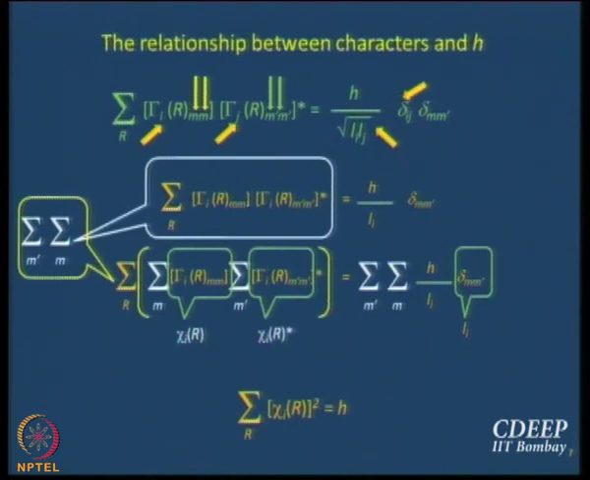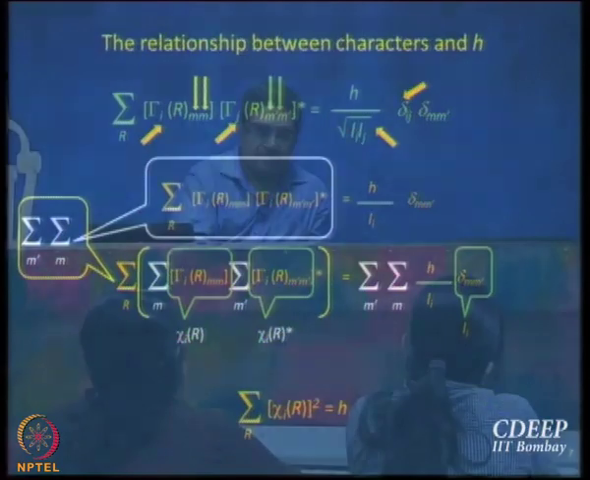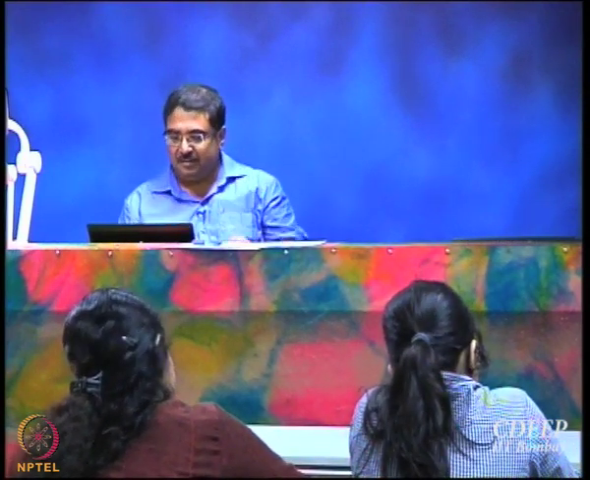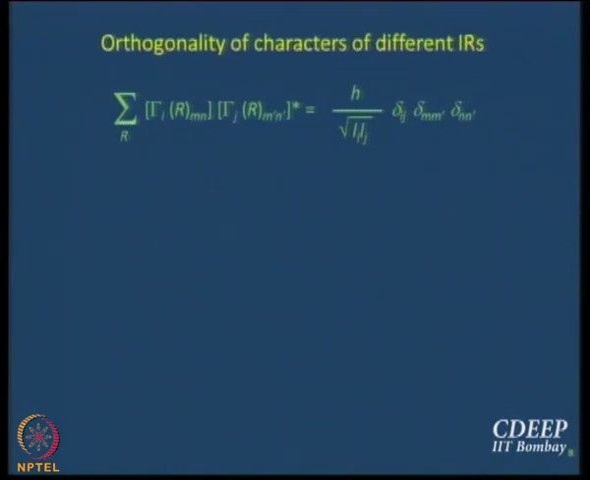I should actually have written the complex conjugate, right? It is really mod square. All right. So this is our relationship number 2, right? Now, number 3 is the orthogonality of characters of different IRs. Once again, you go back to great orthogonality theorem, and then we will see after midsem how, in fact, even now we can do it.